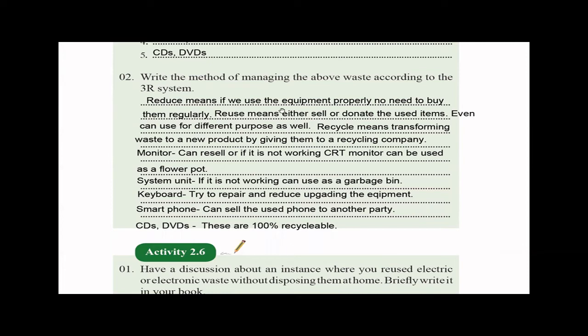And then comes the reuse. Reuse means you either sell it, because this is not totally broken and somebody else can at least use it. So reuse it or donate it. And if it is totally broken, then you can use it for a different purpose. Right? For example, a monitor can be reset, right? And sometimes if it's totally broken, like a CRT monitor, you can use it as a flower pot as well. A system unit similarly, if it's broken, you can use it as a garbage bin. It's like a plastic container. You can use it to put some toys in there.